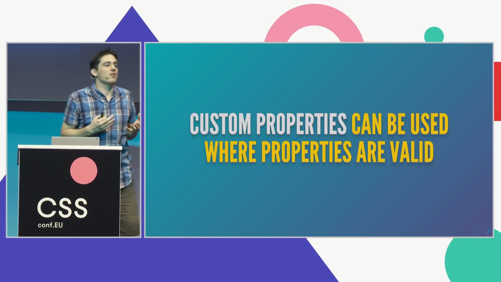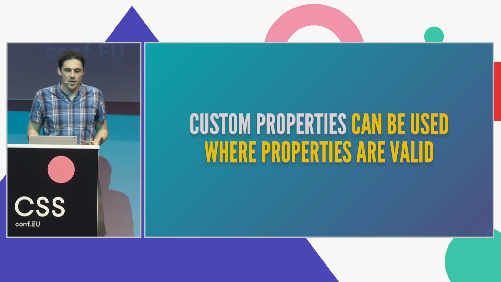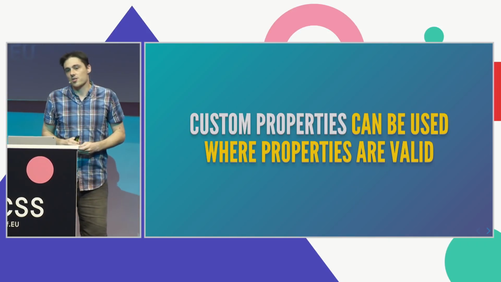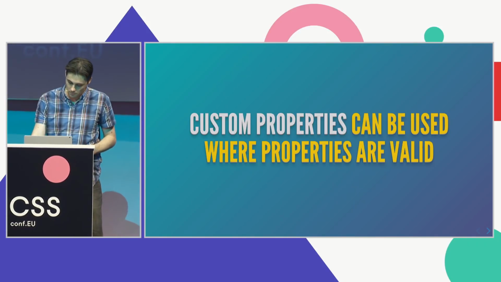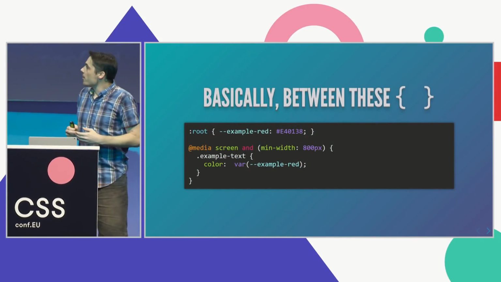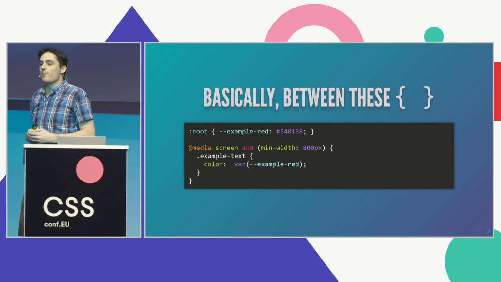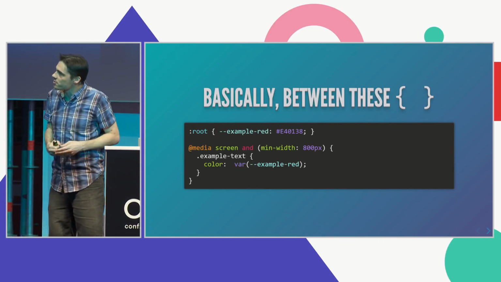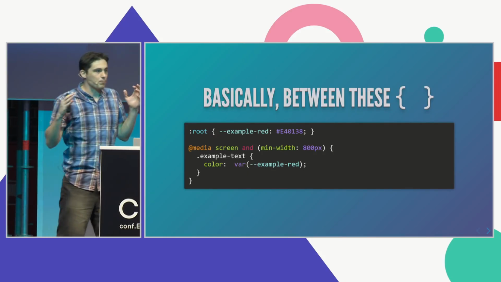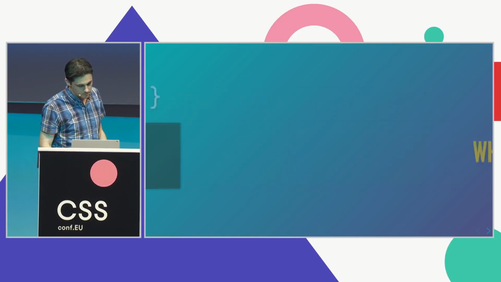In fact, it's far better to think of them as dynamic properties than it is to think of them as variables. And this means that they can only be used inside declaration blocks, or in other words, between these curly braces here. And this means that they're tied to a specific selector. And that can be the root selector, and you might have seen this in a lot of examples, but it can be any other valid CSS selector, and that can include inside a media query.